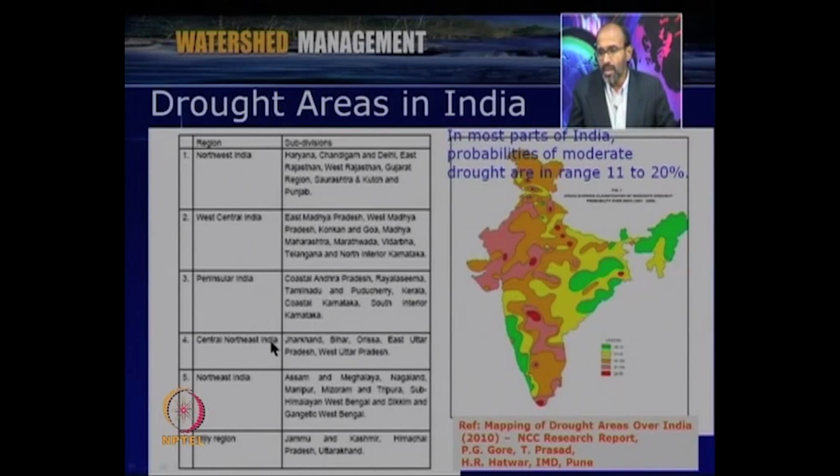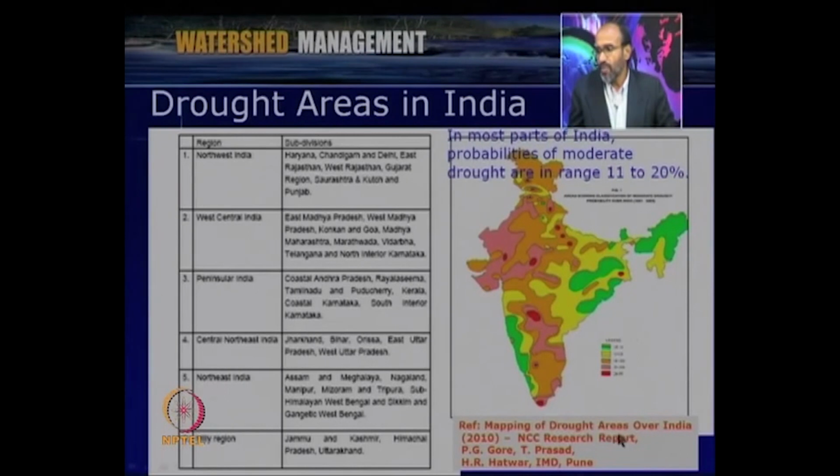Then central and northeast India like Jharkhand, Bihar, East Uttar Pradesh, West Uttar Pradesh. Then northeast India, Assam and Meghalaya, Nagaland, Manipur, etc. Then hilly regions like Jammu and Kashmir, Himachal Pradesh, Uttarakhand. So, these are some of the frequent drought prone areas based upon the analysis for 100 years of the 20th century. And based upon this data, they have come up with a map.